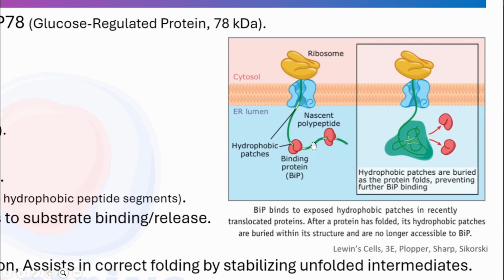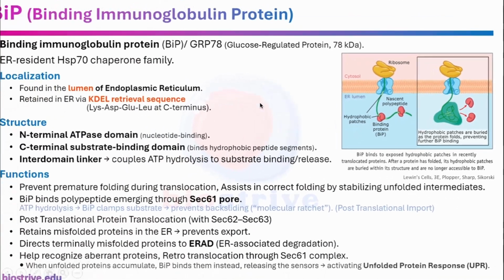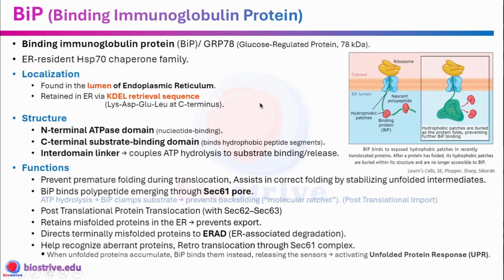This BiP protein will associate itself with this entering protein. This protein is prevented from misfolding. That is the major function of BiP, to prevent the misfolding of the currently entering protein. It also assists in the correct folding of the entering protein. In post-translational translocation, this BiP also helps in preventing the backsliding of the newly, post-translationally entering protein. It is also useful in the ERAD mechanism, which directs terminally misfolded proteins to proteasomal disintegration.